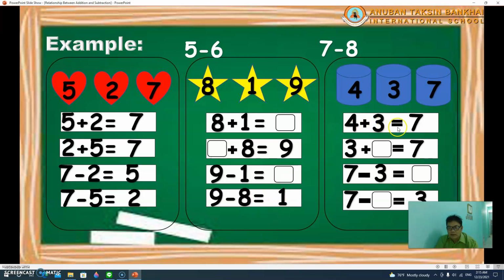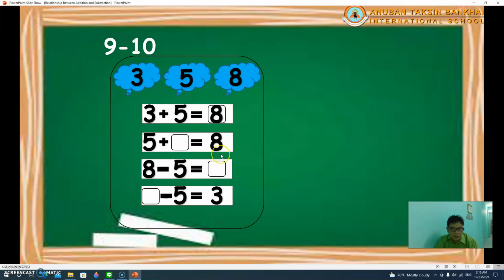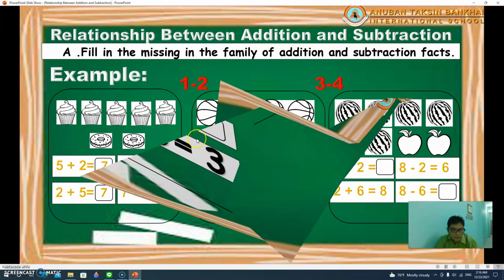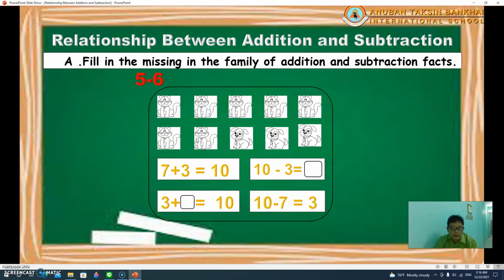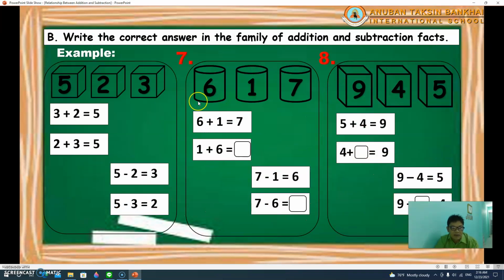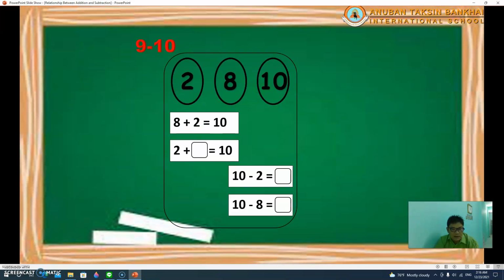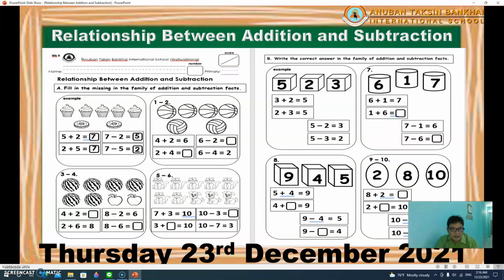4 plus 3 equals 7. 3 plus 4 equals 7. 7 minus 3 equals 4. 7 minus 4 equals 3. Okay. So we're going to practice again. Okay, so this is our lesson yesterday. So we're going to practice again. Okay.